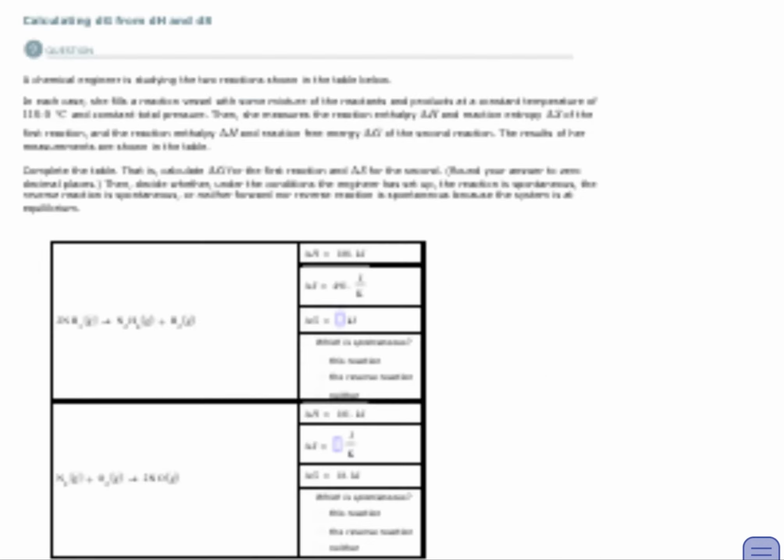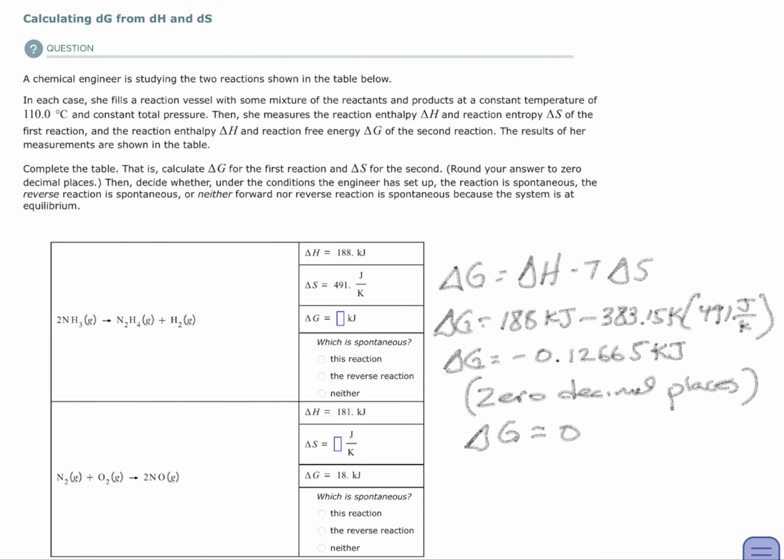So as I'm going through it, I simply filled in what they're asking for and found that my delta G was negative 0.12665 kilojoules. But they're asking for 0 decimal places. That gives me that the Gibbs free energy is 0.